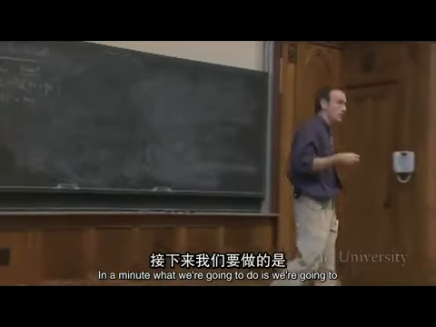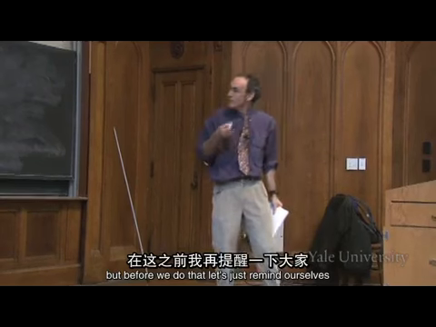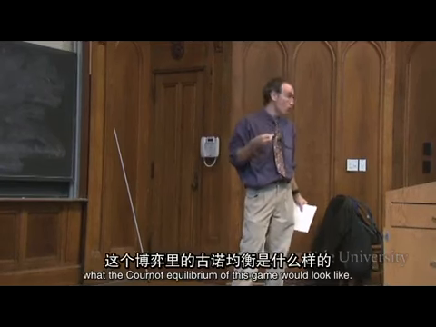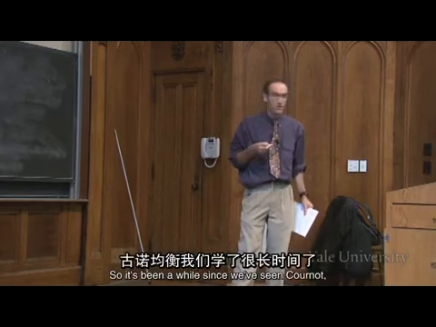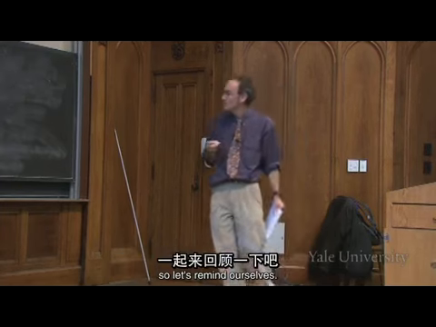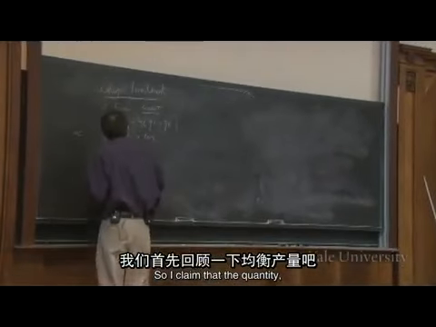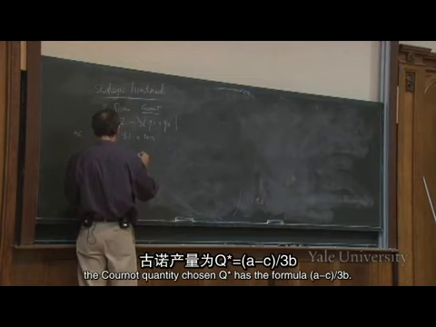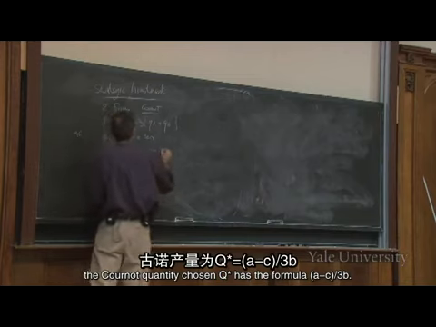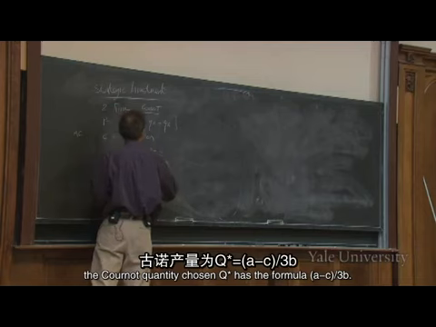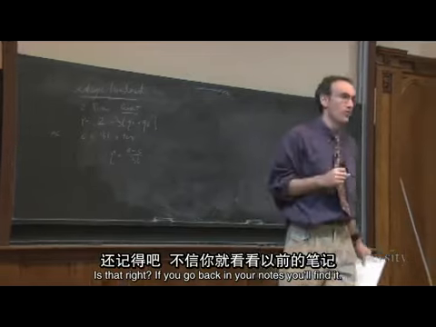Right? And in a minute we're going to consider a change in this game. But before we do that, let's just remind ourselves what the Cournot equilibrium of this game would look like. Let's do a bit of a review. It's a while since we've seen Cournots. So I claim that the Cournot quantity chosen, Q star, has the formula (A minus C) over 3b. If you go back in your notes, you'll find it.